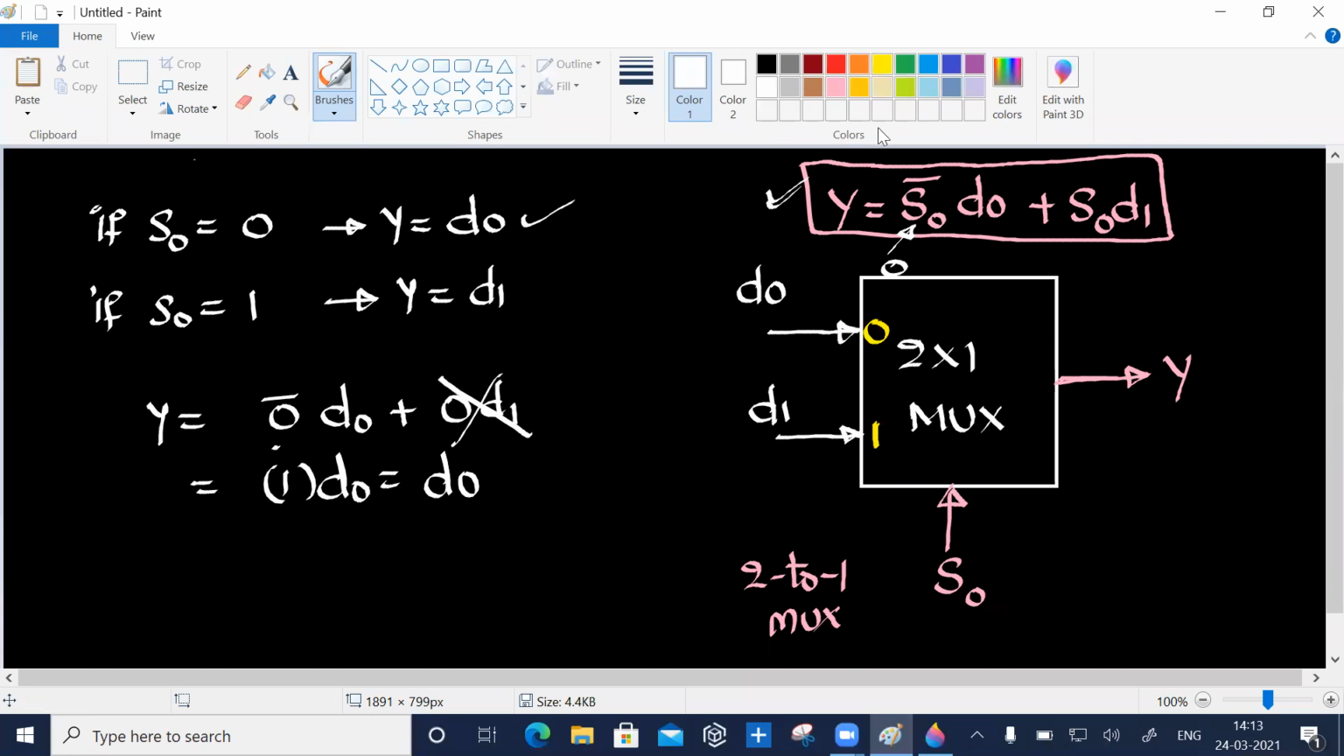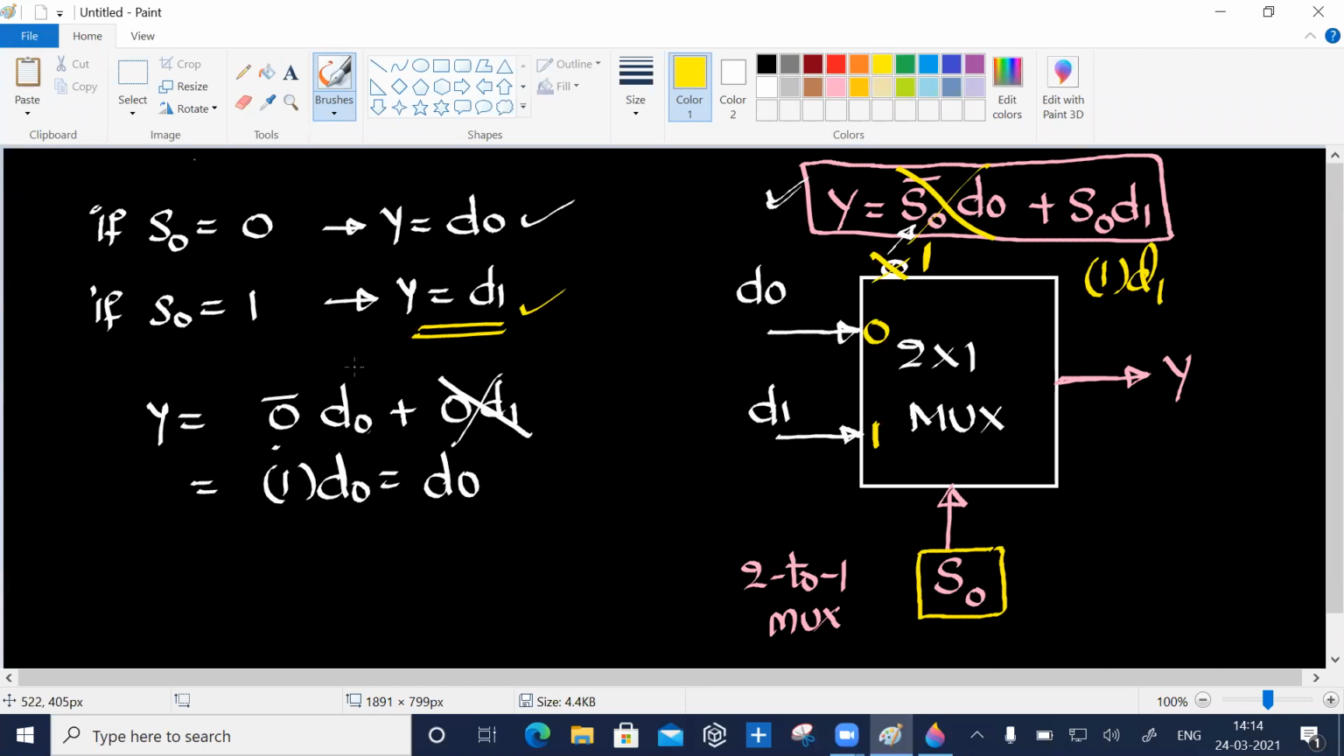If s is equal to 1, if you replace this stuff by 1, now what happens? This component is removed because one complement is 0, and this is 1 d1. So therefore y is equal to d1 for s equal to 1. So based on this control input or select input, the corresponding input will be connected to the output. So this is a very simple funda one must have.